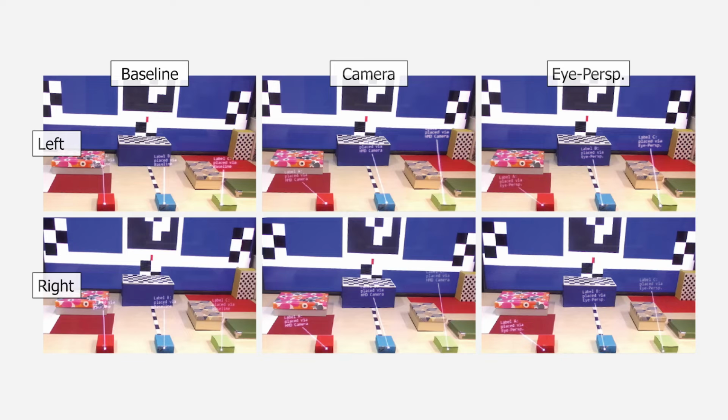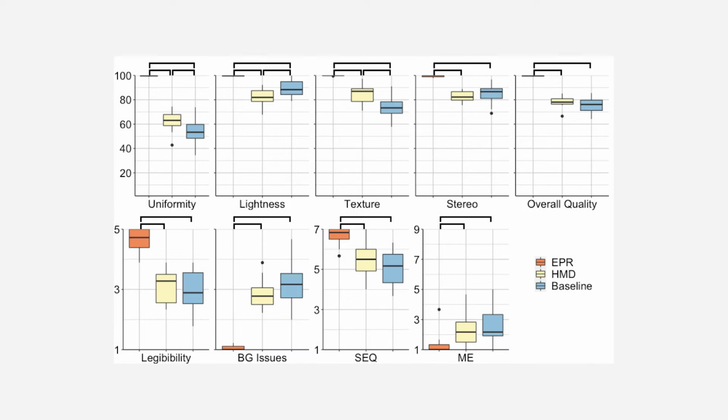In a user study, we compared eye perspective view management against traditional view management utilizing the head-mounted display camera view, and a baseline method that places labels at a fixed offset from the origin. Participants evaluated the perceived quality of each label, its legibility, and potential interference with the background. We also measured task difficulty and mental effort. Our results show that the novel eye perspective view management significantly improves over the other 2 methods in all measured criteria. For a detailed analysis, we refer to the paper.